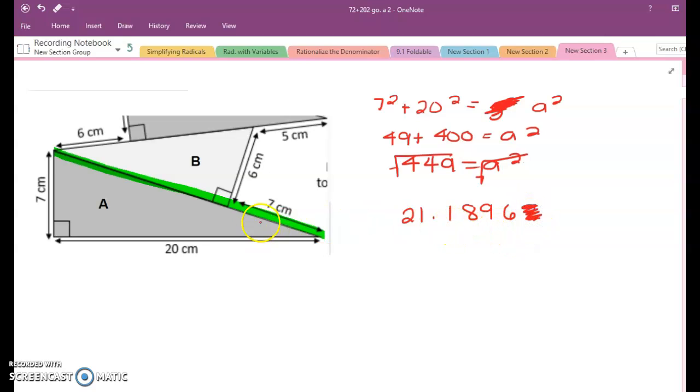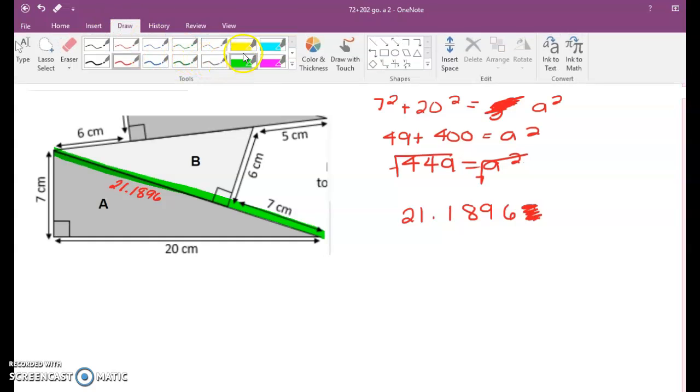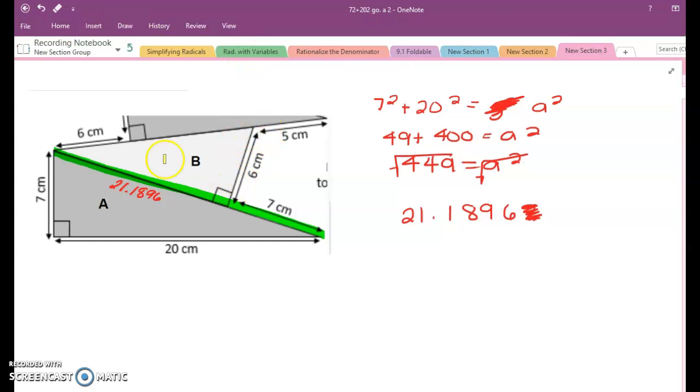Okay, 21.1896. So this green is 21.1896. Okay, now I'm going to move up to triangle B. So if I look at triangle B, I know this side, I know this side, I don't know this right here. Right now I don't worry about this 6 and I don't worry about this 5. I'm just worried about this yellow piece right here.